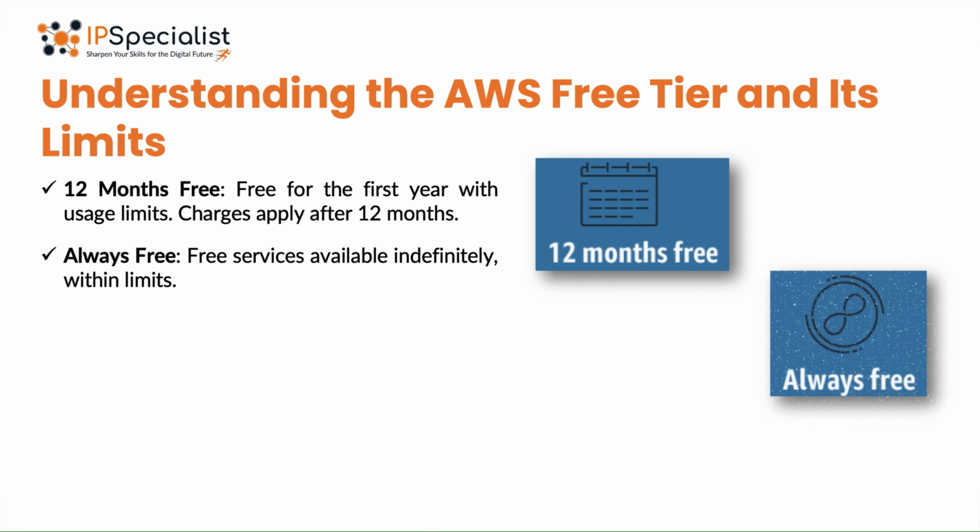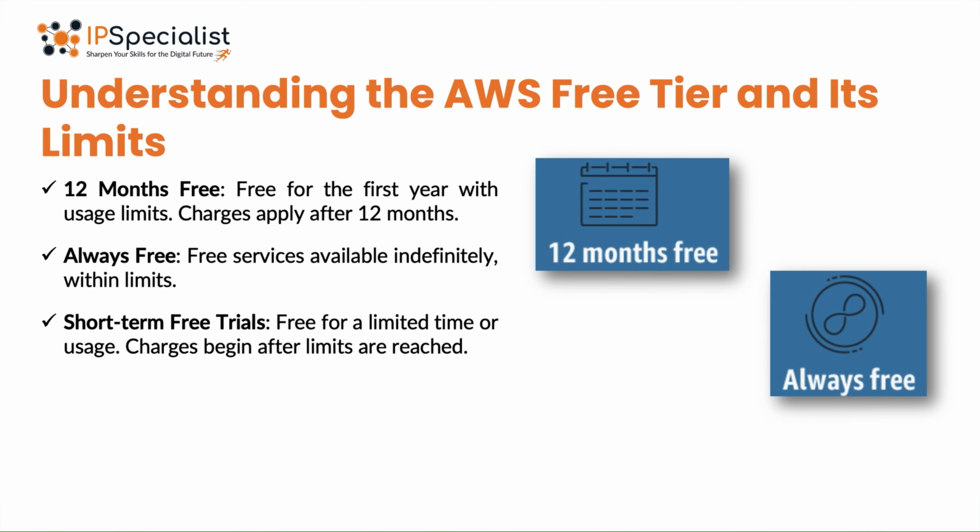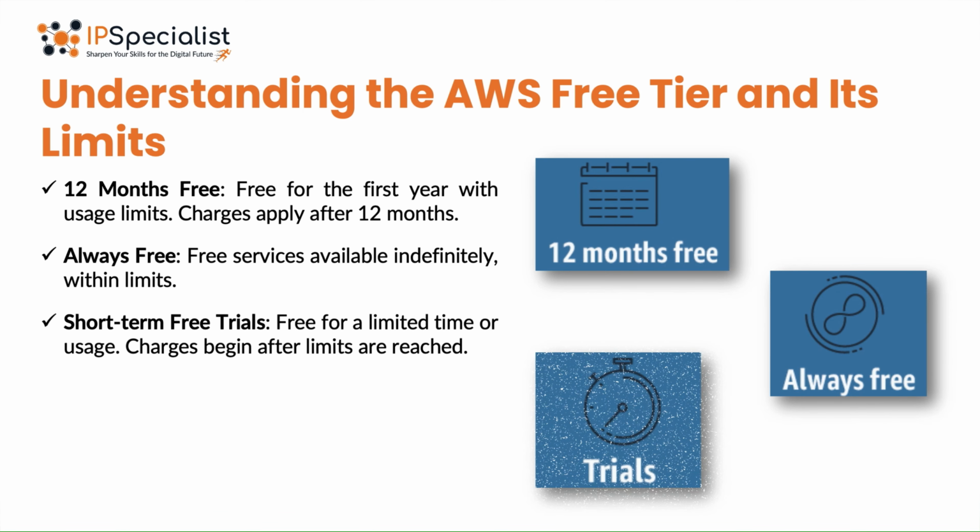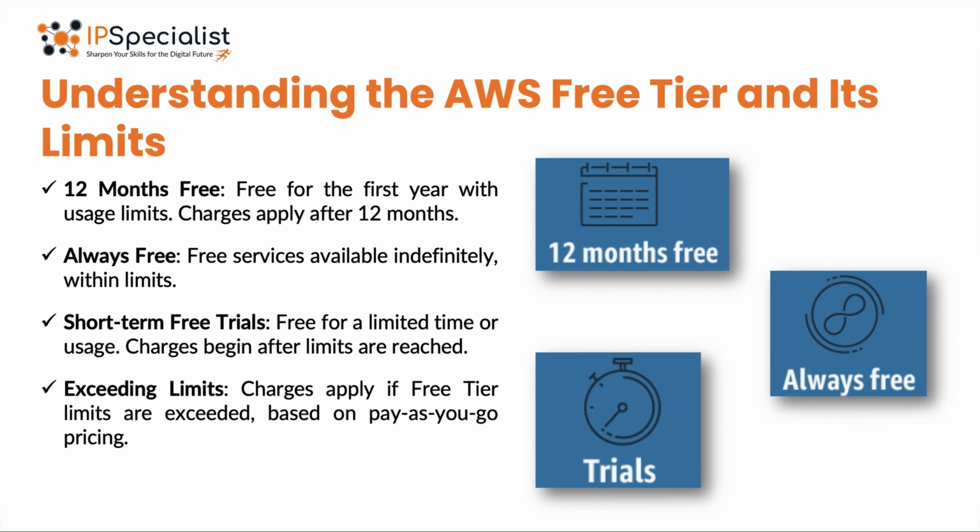Then we have always free. Some services remain free as long as you have an AWS account. You can keep using these services up to their limits. You won't be charged. And next we have short-term free trials. Now, these services are free for a limited time or until you reach a certain usage amount. Once that time or usage is up, you'll start getting charged if you continue using them. If you go over any of the free tier limits, AWS will charge you based on their regular pricing model, which is typically pay as you go. You can see the details about these limits and services on the AWS free tier page.